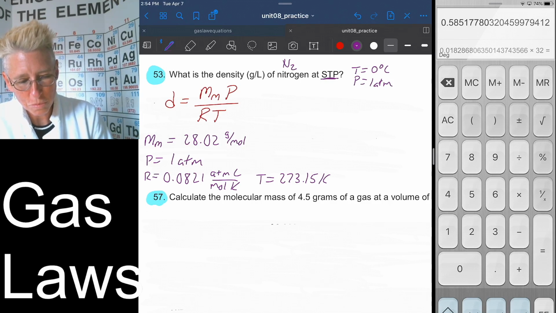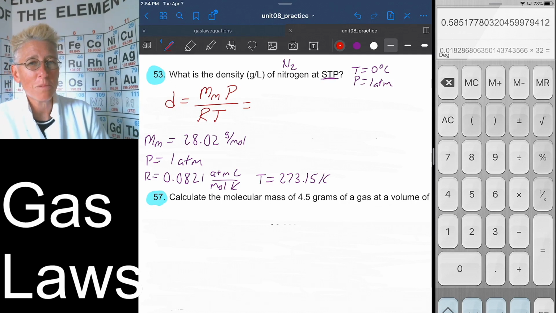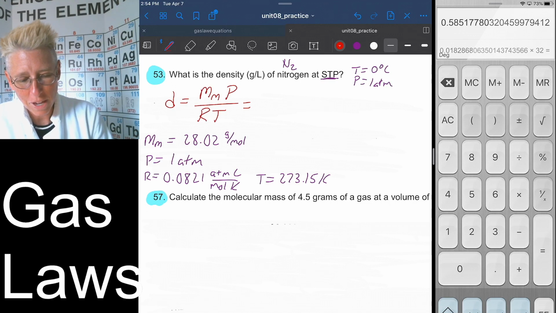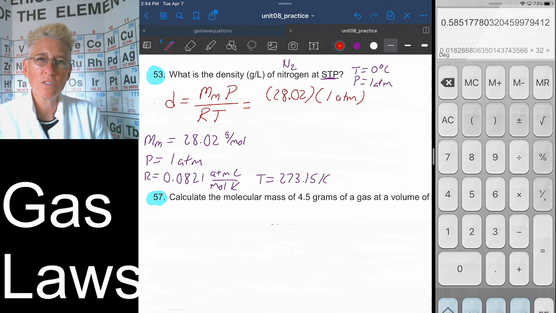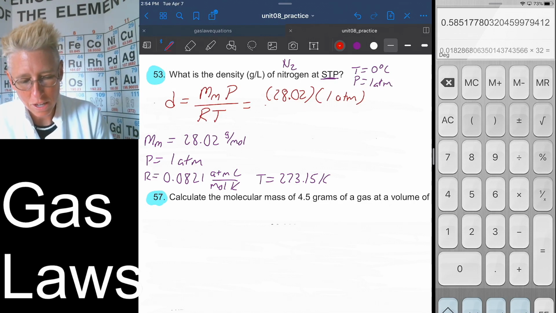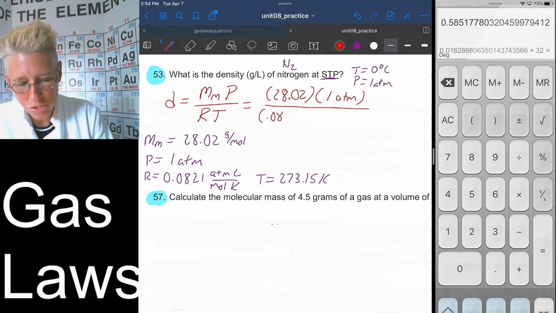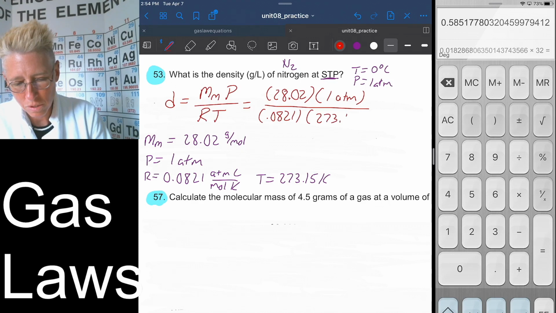So I'm going to put those numbers in, and I'm not going to put the units in, but I'll talk about how the units cancel and then what units we'll have for the answer. So molar mass is 28.02. Pressure is 1 atmosphere. And remember, these are standard pressures, so I'm not going to use that for significant figures. That's at STP. And then R is 0.0821, and then temperature is 273.15.